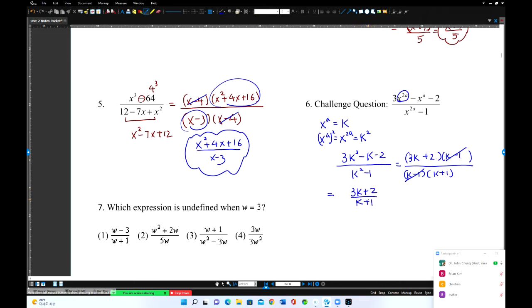That's our final? No, we replace it with x to the a in place of k, okay? Because that's the original. We just borrowed k. So k is what? 3 times x to the a plus 2 over x to the a plus 1. That is our final answer.